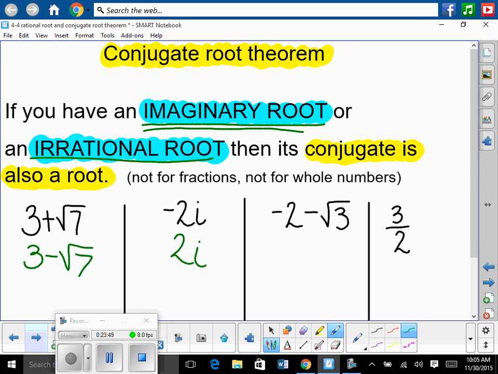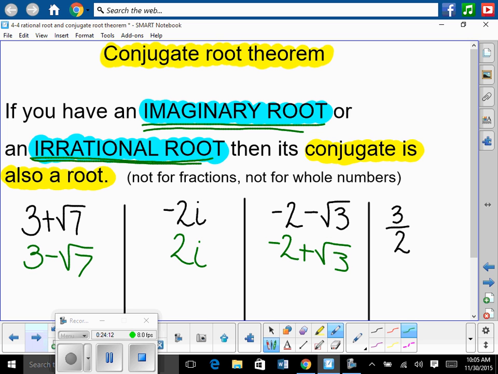Negative 2 minus the square root of 3. If you didn't know if it was irrational, you type it in. Negative 2 minus the square root of 3. Change it back to a fraction, and it doesn't. So it's irrational. So its conjugate is also a root. Well, what about 3/2? Is its conjugate a root? Yes, it is. Yeah, 1.5.